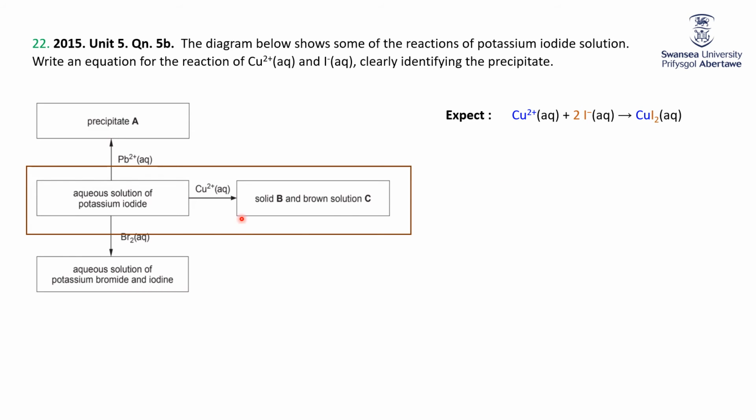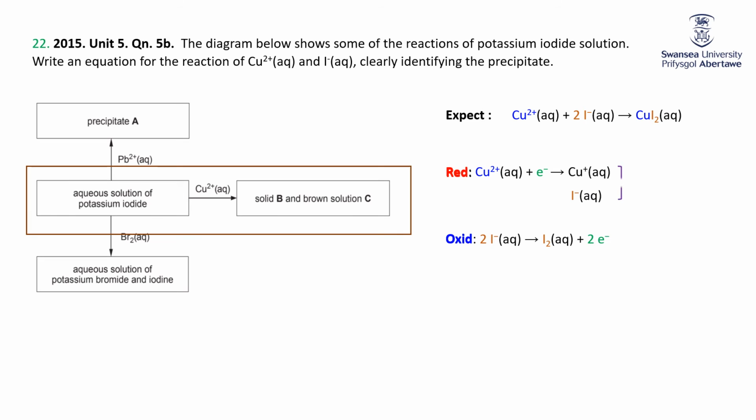We expect ordinarily the copper 2+ would react with the iodide and make copper iodide, but that's soluble, so that would just float around in aqueous solution. However, copper 2+ doesn't mind being reduced to copper 1+, and iodide can relatively easily be oxidized to iodine. So the reduction would be copper 2+ plus an electron going to copper plus. The oxidation is iodide going to iodine plus 2 electrons.